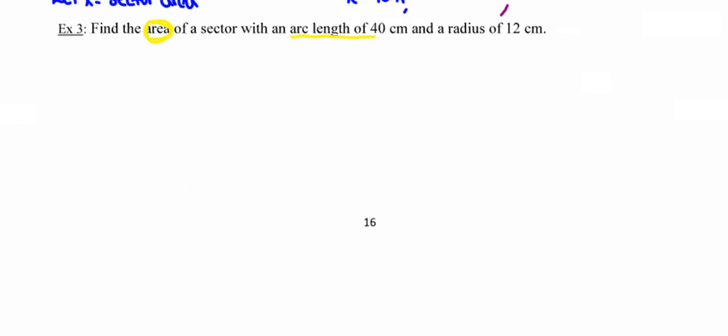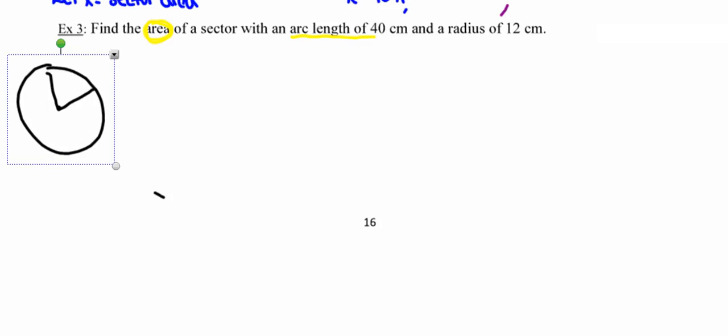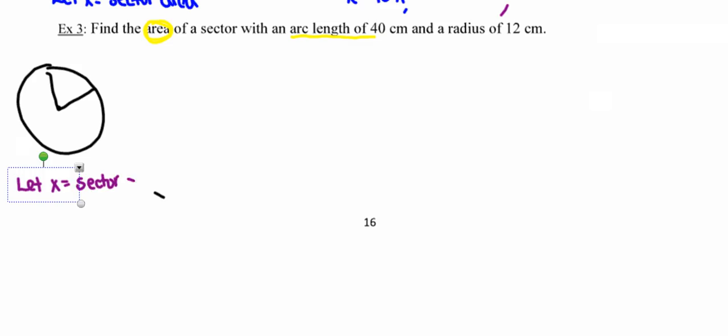So I'm going to approach this very similarly. You might want to draw a picture just because it'll give you a visual representation of what's going on. So we're looking for the area of this sector. I'm going to say again, let x be the sector area. This time our circle has a radius of 12 and our arc length has a length of 40. So that arc length right there is 40. And both of those are measured in centimeters.